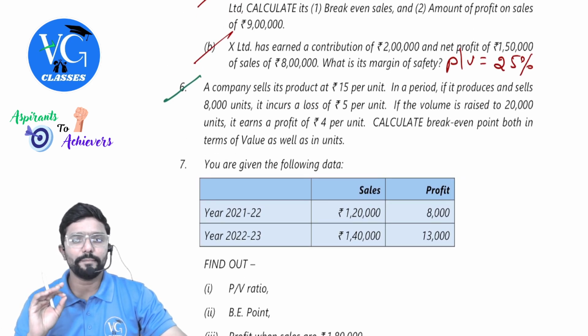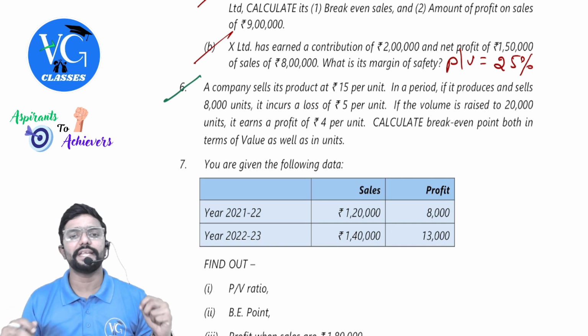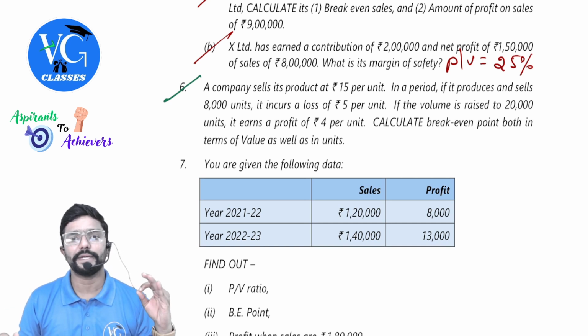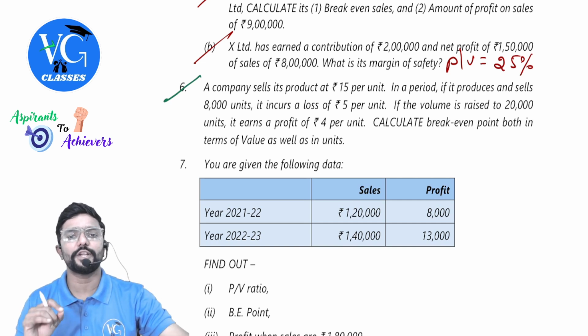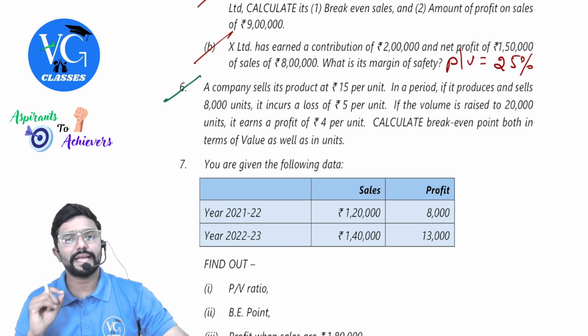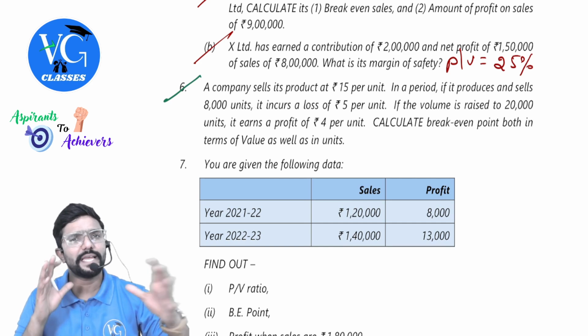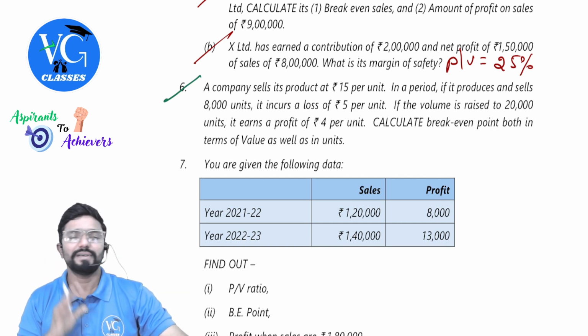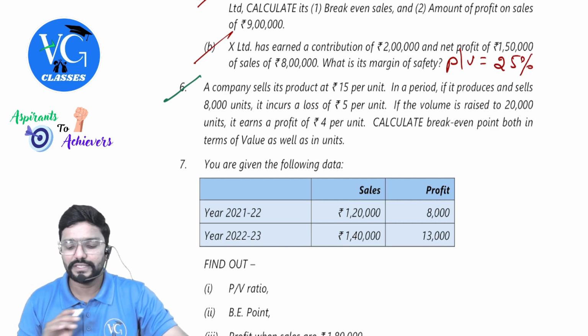Sixth question. A company sells its product at 15 rupees per unit. In a period, if it produces and sells 8,000 units, it incurs a loss of 5 rupees per unit. If the volume is raised to 20,000 units, it earns a profit of 4 rupees per unit. Calculate break-even point both in terms of value as well as in units. Guys, I have already done the same question in the class, but I just want to discuss it again.